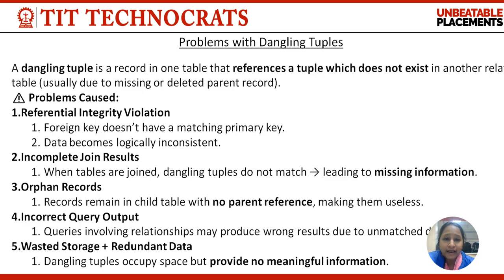Problems with dangling tuples. Dangling tuples occur when a tuple in the child table references a missing tuple in the parent table. This violates referential integrity and may result in incomplete join results or orphaned records.